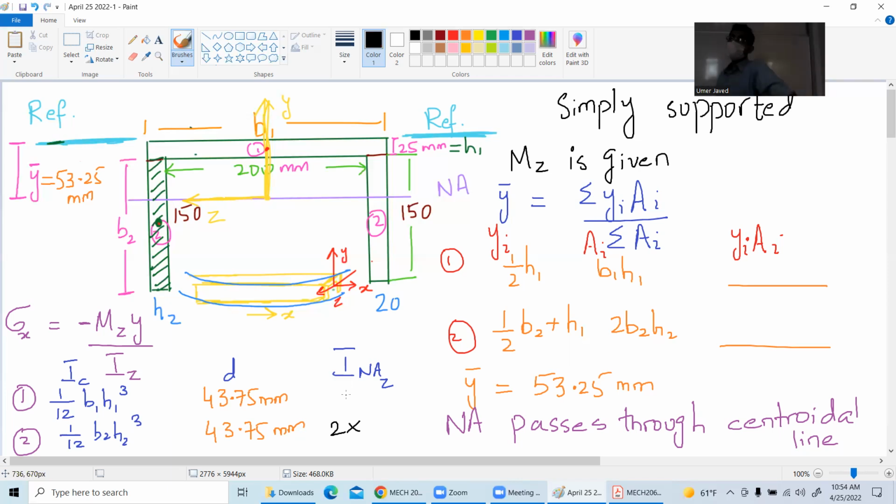No one is using a calculator today. I have the values, but I wanted you to use a calculator. Do 1/12 b2 h2 cubed. Do it. Calculator. Okay, no one is doing it today.